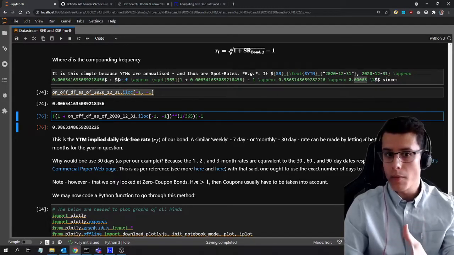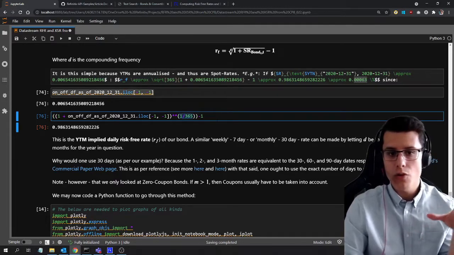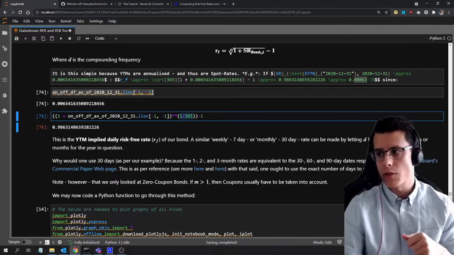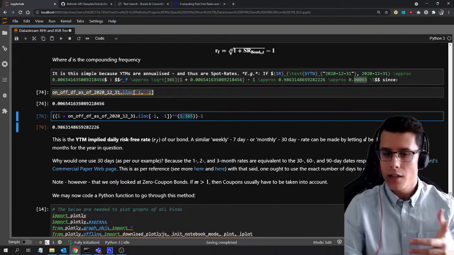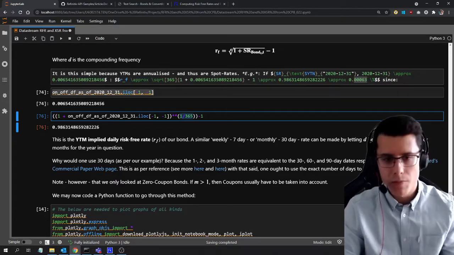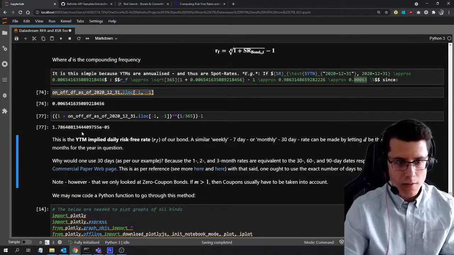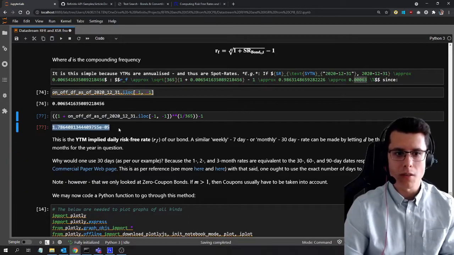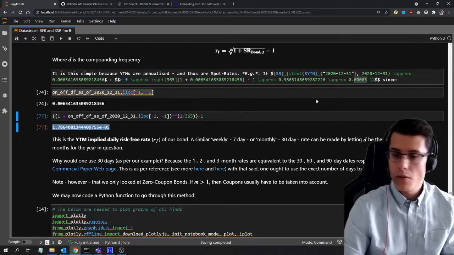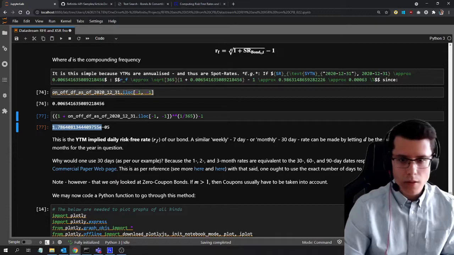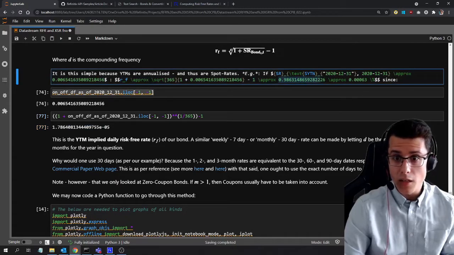If you don't know about this in mathematics, if you do to the power of 1 over 2, it's the same as doing the square root. And if you do to the power of 1 over 365, it's the same as doing the 365th root. Okay, let's run this. That makes an awful lot more sense. Yes, it should be something very, very tiny, because we're looking at daily compounding interest.